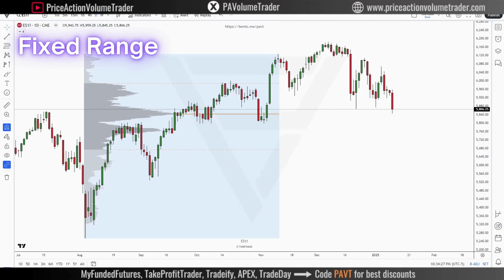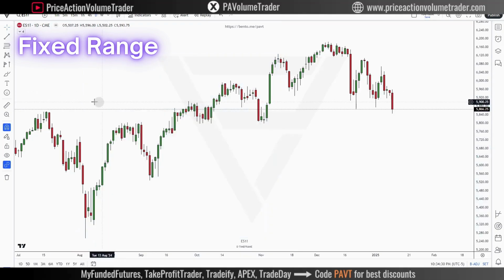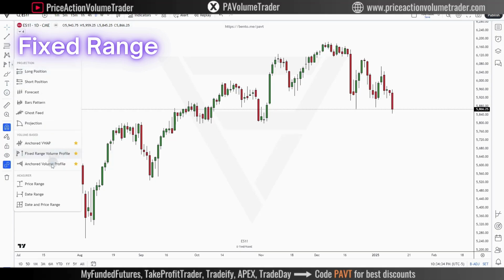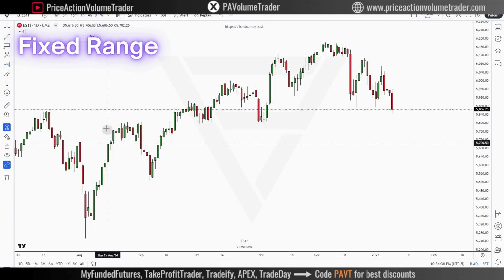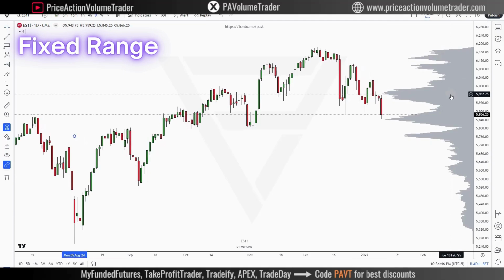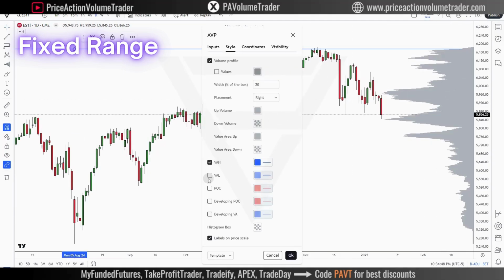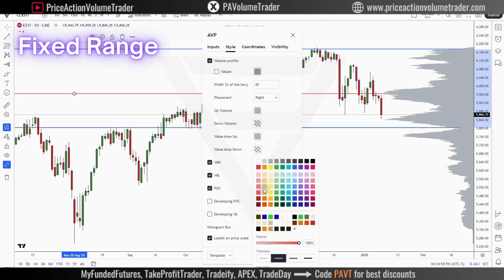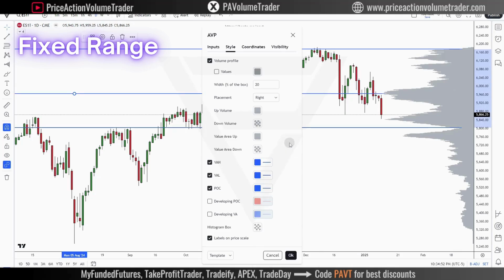Okay? The second type of fixed range profile, which was recently added, is what was called the anchored volume profile. This one, you just click on one point. I'm going to click again on this swing low, and it's going to throw a profile here. Right there. Let me just enable these things.